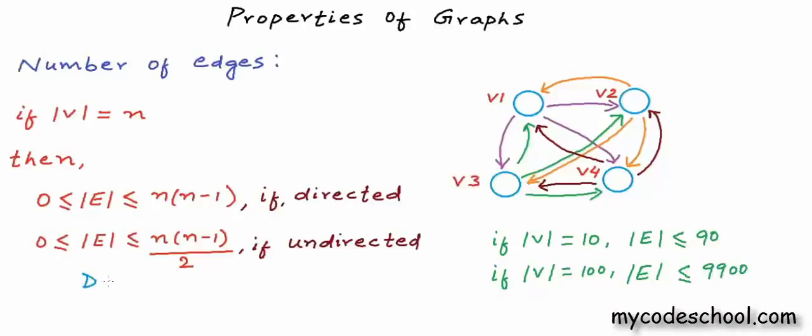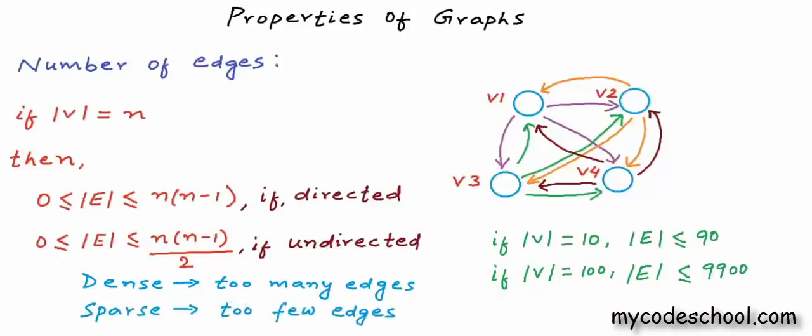A graph is called dense if the number of edges in the graph is close to the maximum possible number of edges. That is, if the number of edges is of the order of the square of the number of vertices. And a graph is called sparse if the number of edges is really less, typically close to the number of vertices and not more than that. There is no defined boundary for what can be called dense and what can be called sparse. It all depends on context. But this is an important classification.